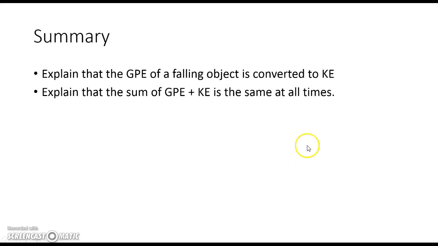Okay, so in summary, we have explained that the gravitational potential energy of a falling object is converted to kinetic energy, and we have used the fact that the sum of gravitational potential energy plus kinetic energy is the same at all times. And this is the end of video 4.